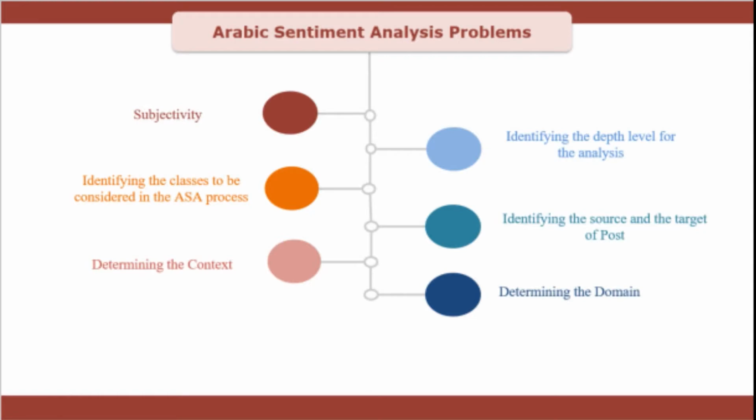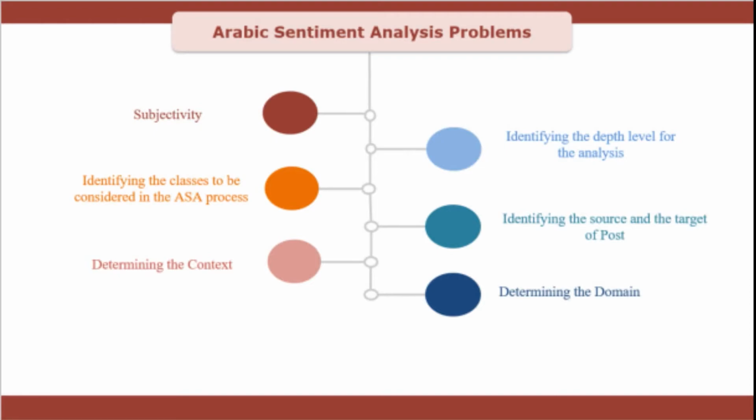Identifying the classes to be considered in the Arabic sentiment analysis process: binary sentiment analysis, ternary Arabic sentiment analysis. Sometimes various researchers take into account fourth and fifth sentiment classes for situations where a post has spam or for the more difficult situation where a post has mixed sentiments, both negative and positive, or figurative speech. Identifying the source and the target of a post: assigning an overall sentiment orientation to a comment may not be advantageous and useful to several applications without knowing the source and target of the comment.